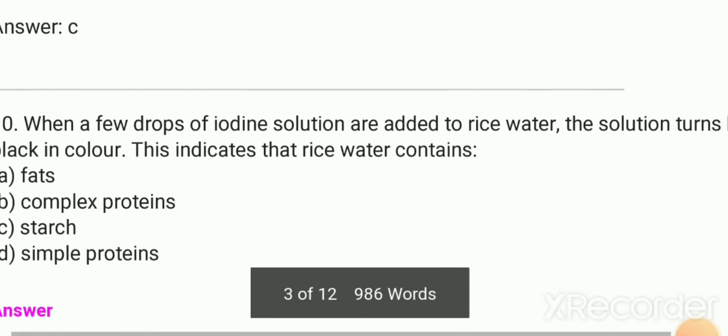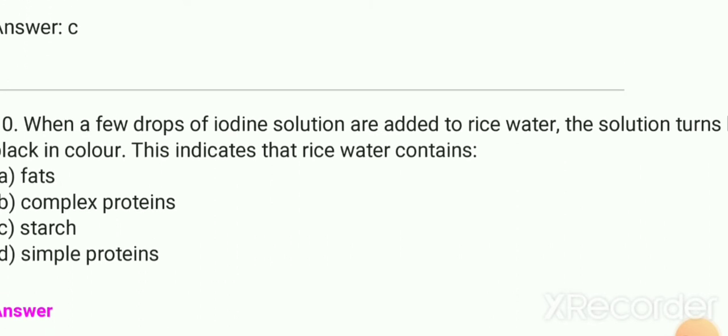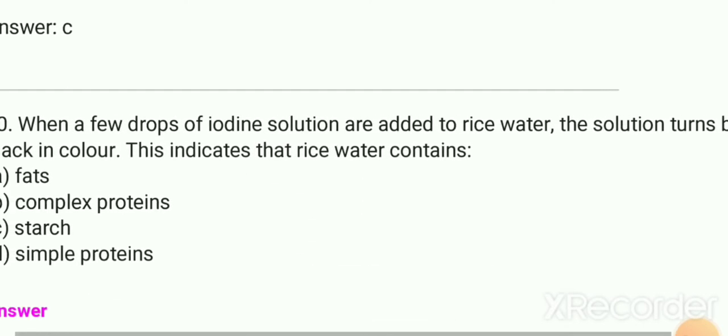Next question. When a few drops of iodine solution are added to rice water, the solution turns blue-black in color. This indicates that rice water contains what? Fat, complex protein, starch, or simple protein. If we add a few drops of iodine solution to rice water, it turns blue-black in color because of the presence of starch. So here option C will be the correct answer.